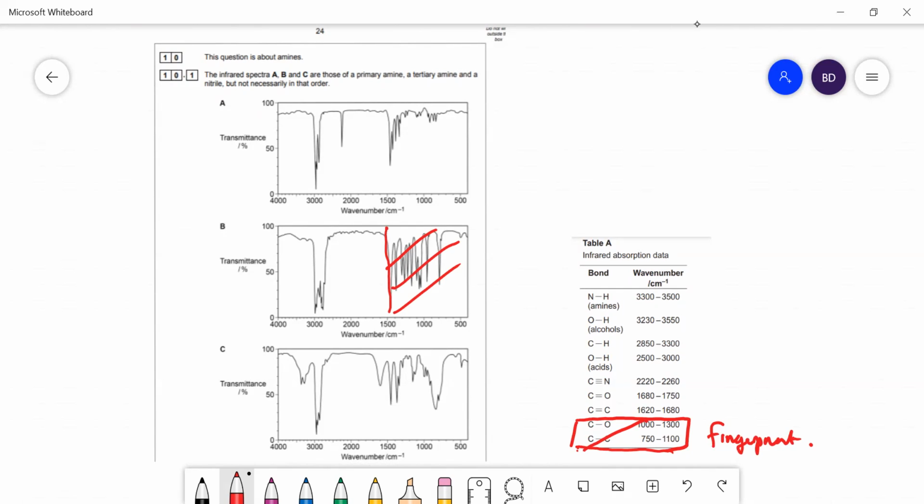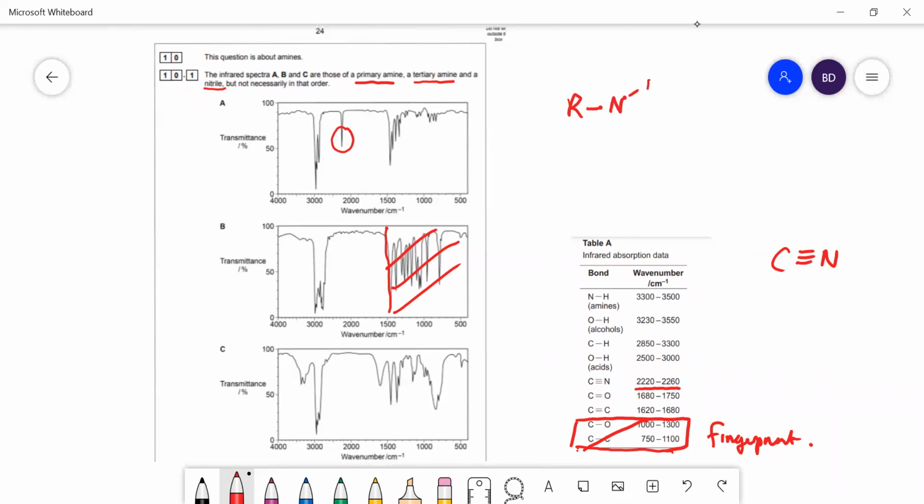Okay, so we've got a primary amine, a tertiary amine, and a nitrile, and you've got to work out which is which. So I'd home in on the nitrile first of all. That's probably the easiest thing to do, because it's got that group in it, and here you've got an absorbance about 2,200 per centimeter. So you can see that has got to be the nitrile. That peak there is very characteristic, and it's always that shape as well. It's also quite sharp.